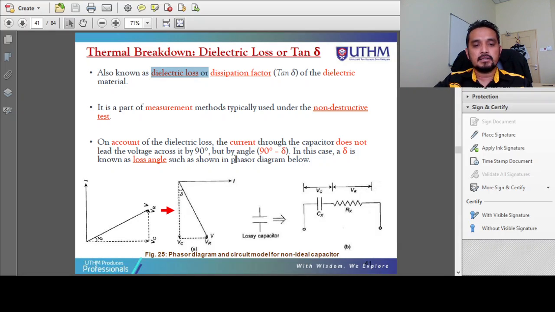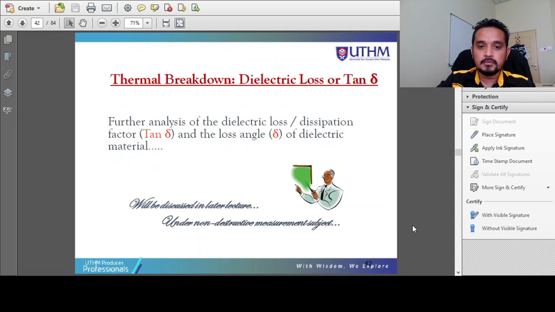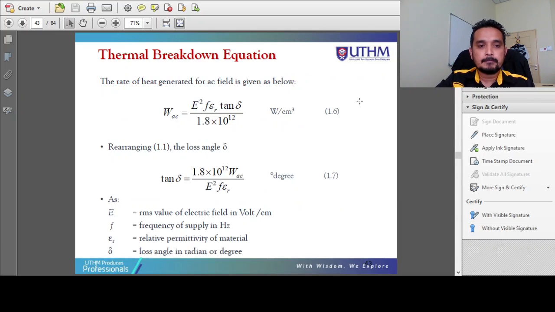In the normal case, a lossy capacitor can be represented by this circuit. We have the voltage drop across the capacitor, the voltage drop across the resistor, and this is the phasor diagram showing the lead and lag. In this case, it lags by 90 degrees. We can discuss this later; it's just an introduction.